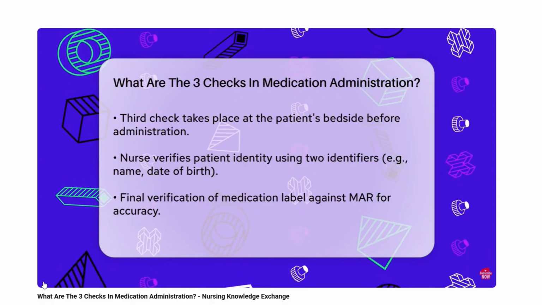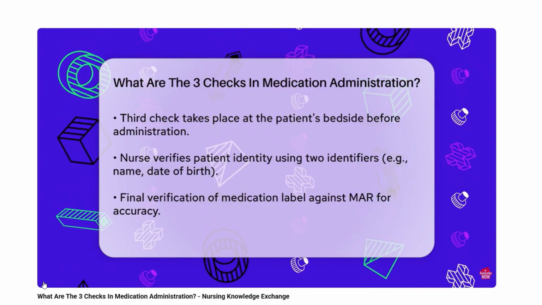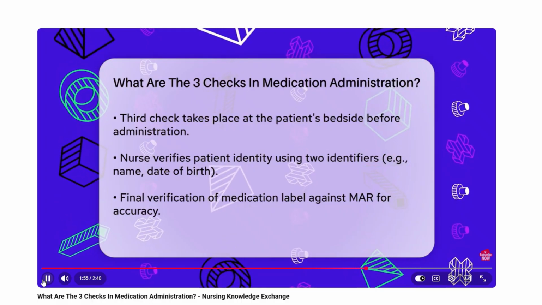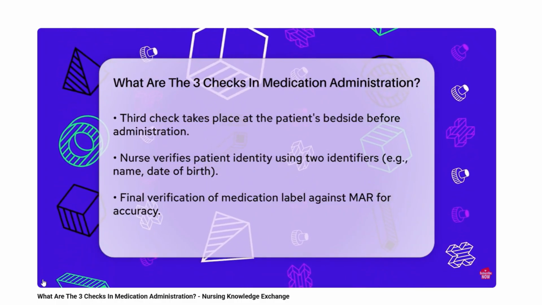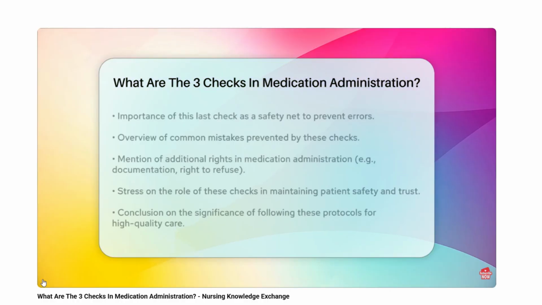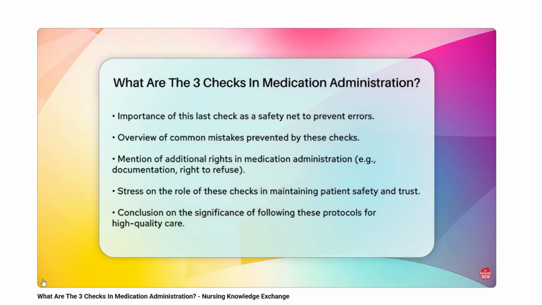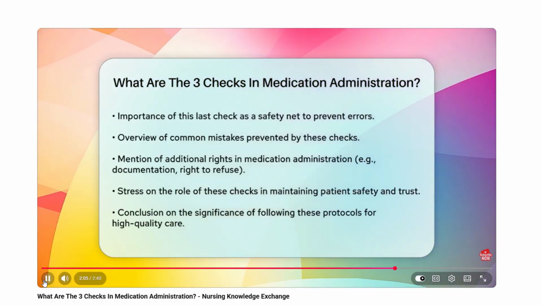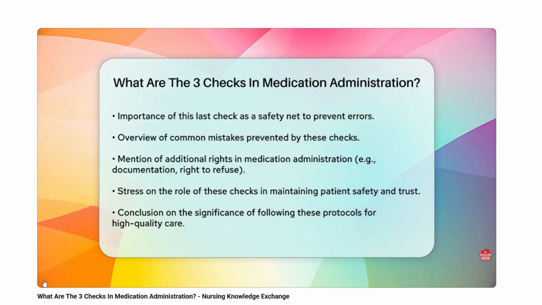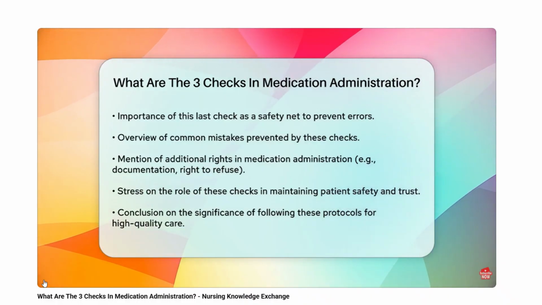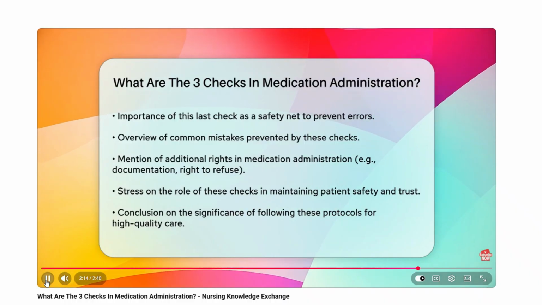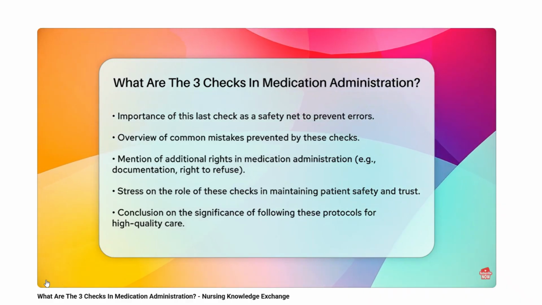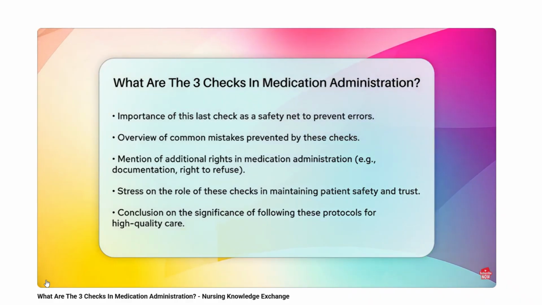Each of these checks is designed to prevent common mistakes, such as giving the wrong medication or dose, administering it at the wrong time, or using the wrong route. By performing these 3 checks, nurses can significantly reduce the risk of medication errors and ensure patient safety. Additionally, it's important to note that these checks are part of a broader set of rights that include the right patient, right medication, right dose, right route, and right time.